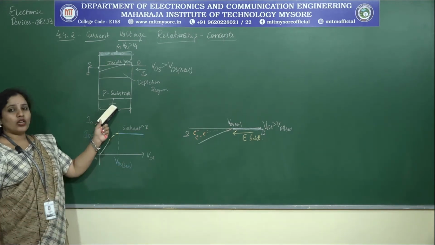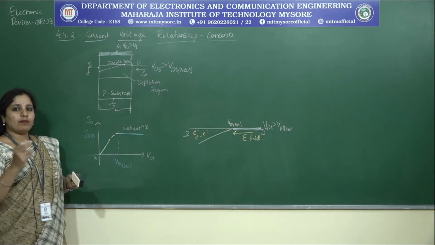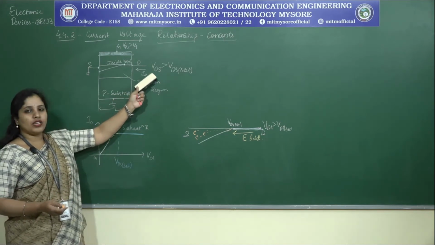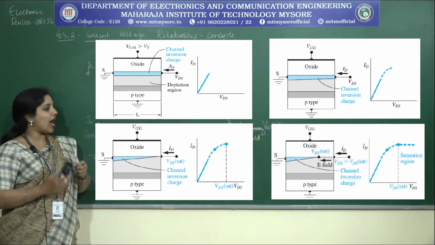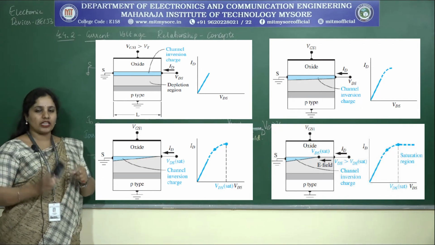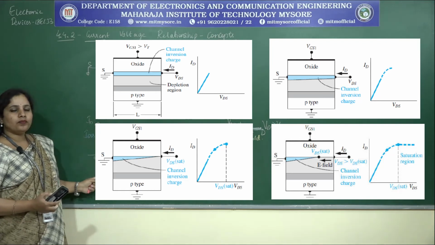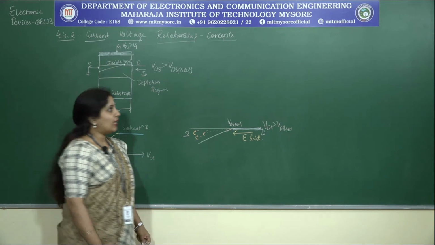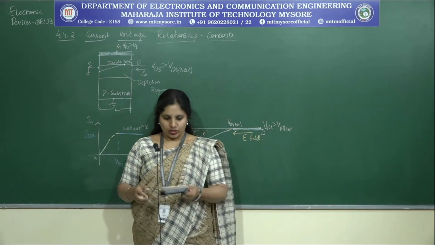And how many figures in total do you have to consider? There are totally 4 figures. First was plus VDS, then plus VDS, after that VDS sat, and the condition VDS greater than VDS sat. For all these cases, you have to draw separate diagrams and explain what exactly is happening, along with the characteristics that you have to consider. And this is all about the current voltage relationship concepts.